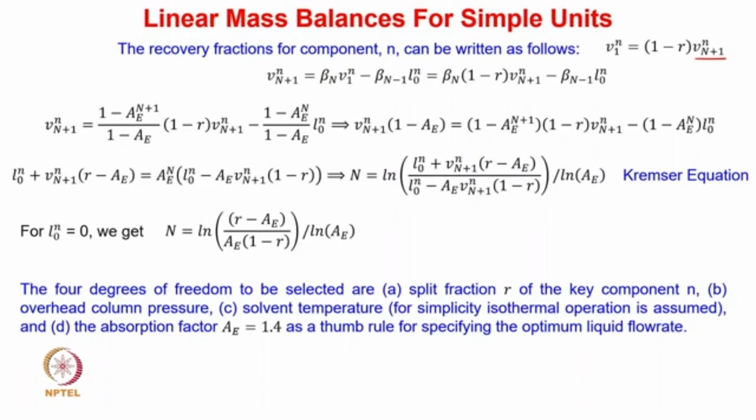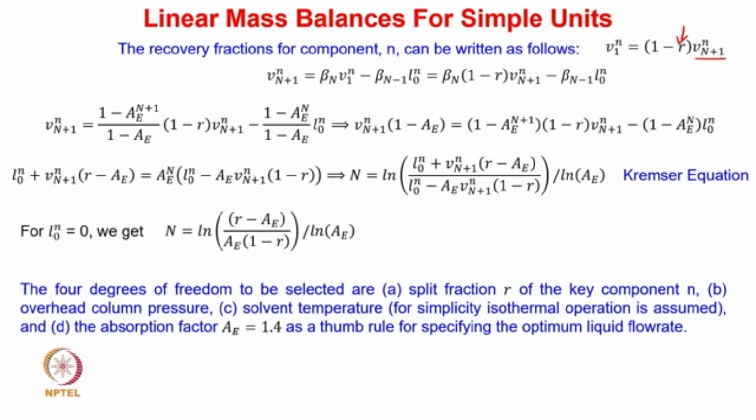So in this case you can see that Vn plus 1 is nothing but the molar flow rate of the vapor coming into the absorption unit for the key component. Okay, now we are specifying the split fraction. So R here is the split fraction. So 1 minus R will be the amount of this vapor that will be absorbed by the liquid, isn't it? Correct.